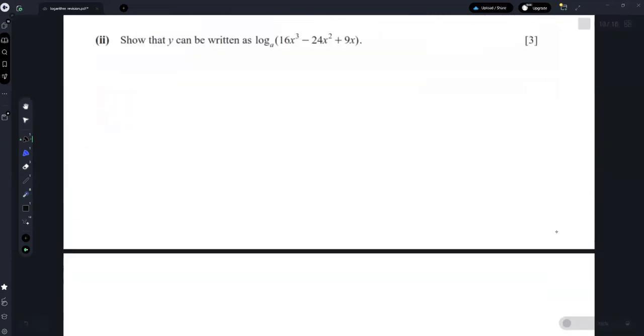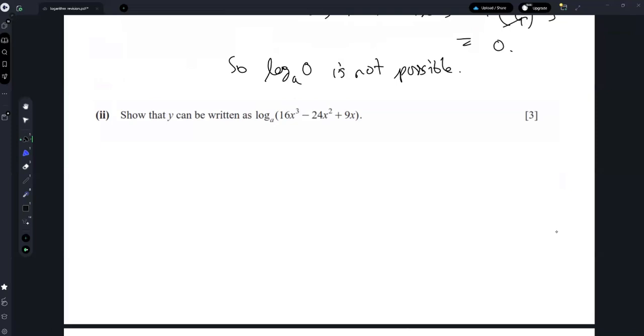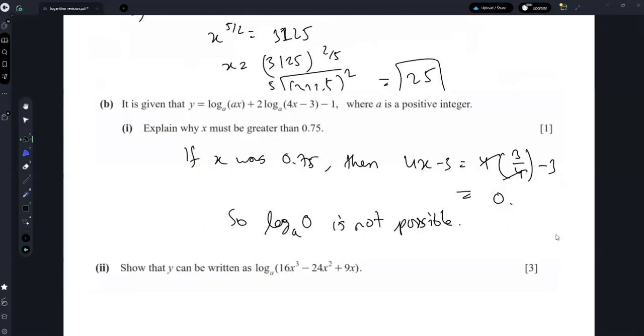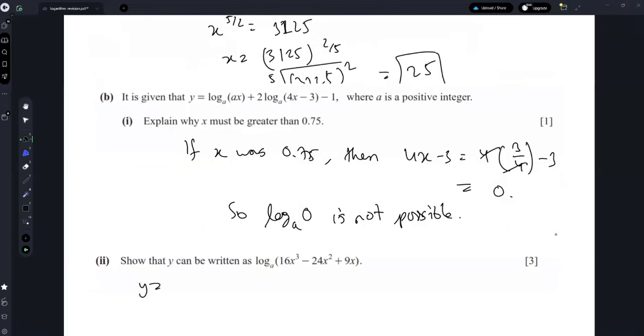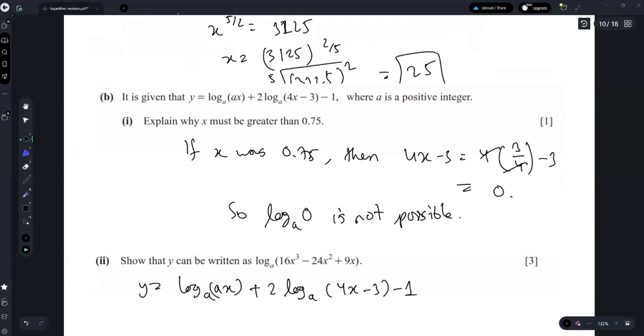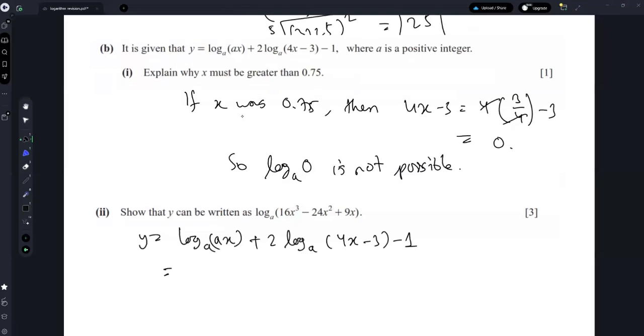So I need to take 2 pages here. y can be written as that. So it means that y equals log base a of ax plus 2 log base a of 4x minus 3 minus 1. This is only possible if the bases and the inner portion are the same. So I'm going to do that so that I can deal with things a lot easier.